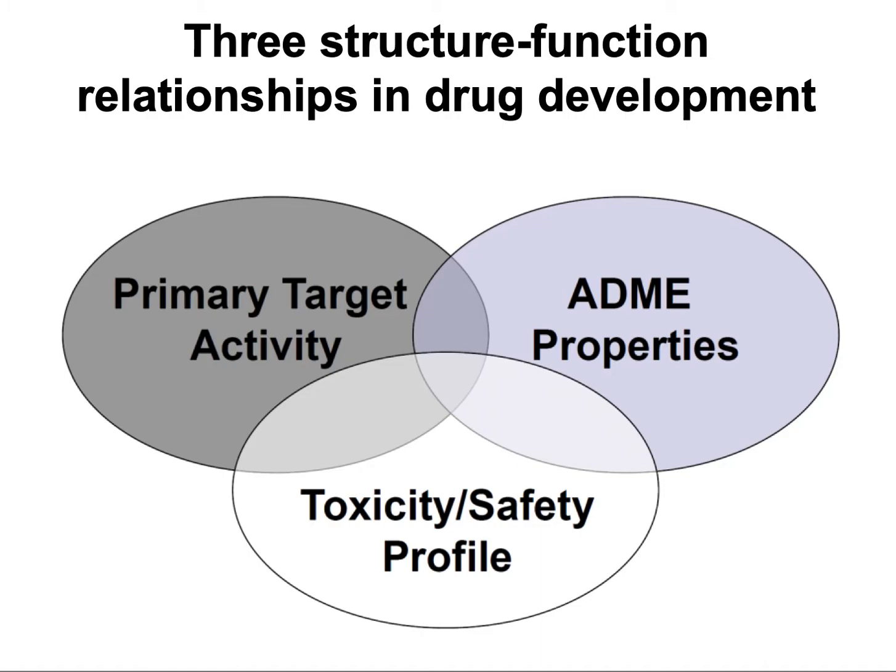Okay, so there are 3 structure-function relationships in drug development. And that is the primary target activity. This is the pharmacodynamics, these in vitro studies, etc. But they also mean how is it going to act at its primary target in the body of a patient. Now, the ADME properties, that's the absorption, distribution, metabolism, and excretion properties, and the toxicity or safety profile. So these are the 3 things that they're looping together.